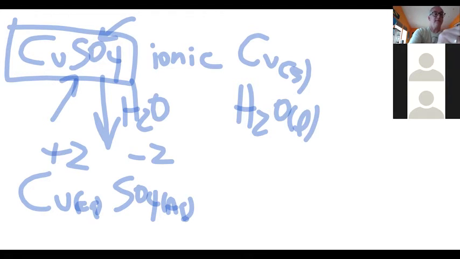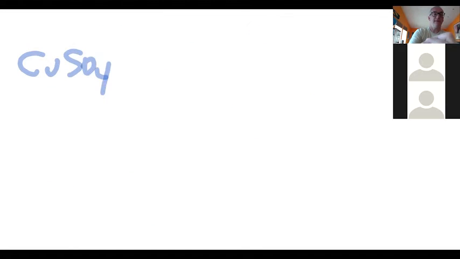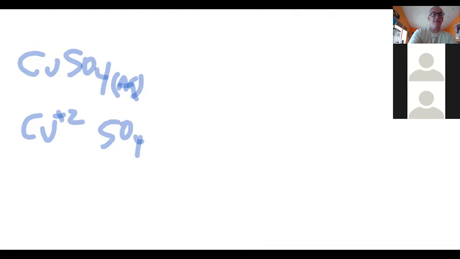We have copper sulfate aqueous, and that means copper +2 and sulfate -2. And what's the other thing that we're going to be putting into the reaction? So we have copper +2, we have sulfate -2, and what else do we put in the reaction? What's our other reactant?